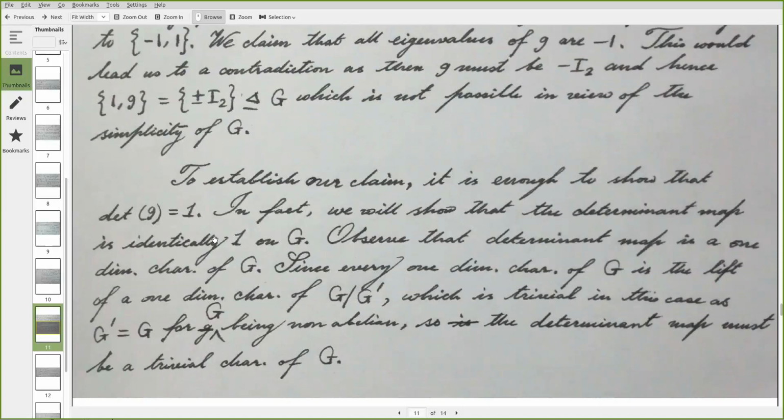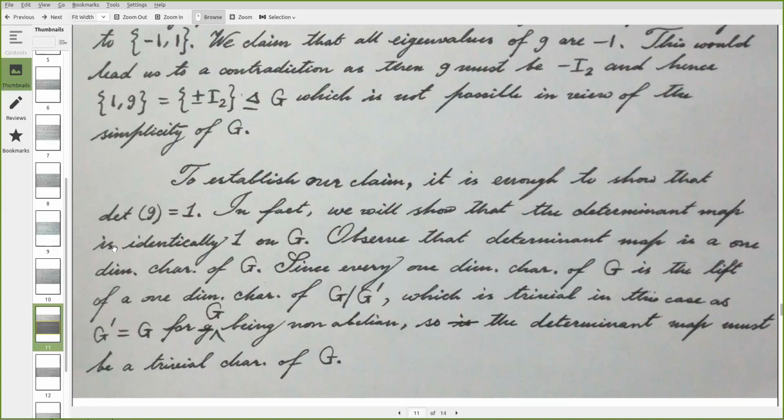We want to show that g has all eigenvalues minus 1. I'm saying that it's enough to show the determinant of g is 1, because the determinant of g is just the product of the eigenvalues. If the determinant is 1, then both of them have to be of the same sign. So either both of them will be 1 or both of them will be minus 1. Both being 1 means g is identity, which is not allowed because g has order 2. Therefore, if we can show the determinant of g is 1, then it will be clear that g has both eigenvalues minus 1.